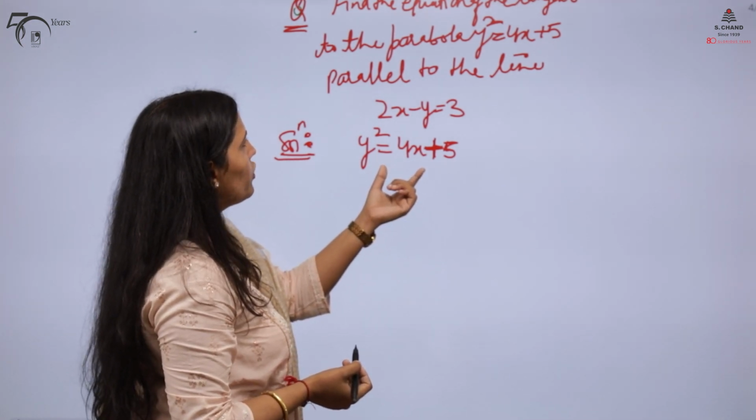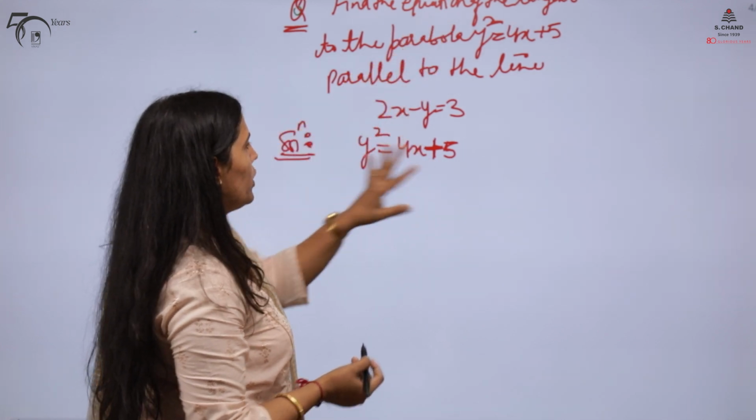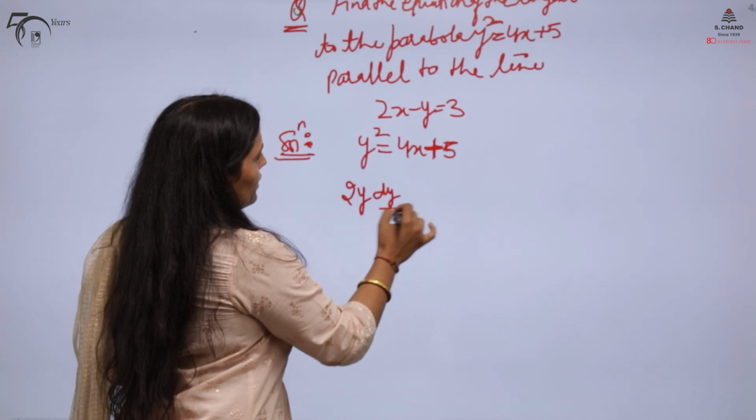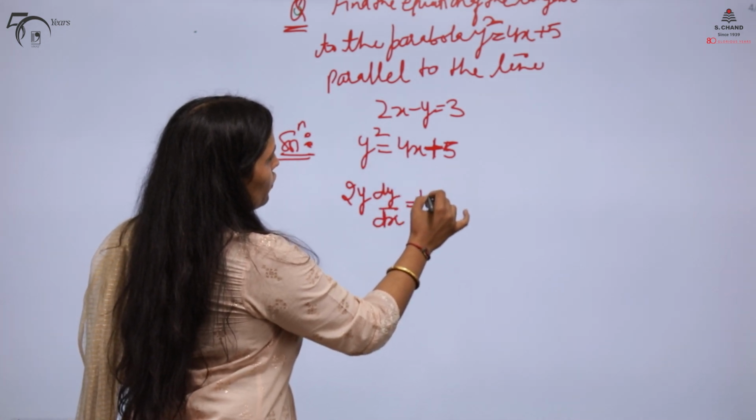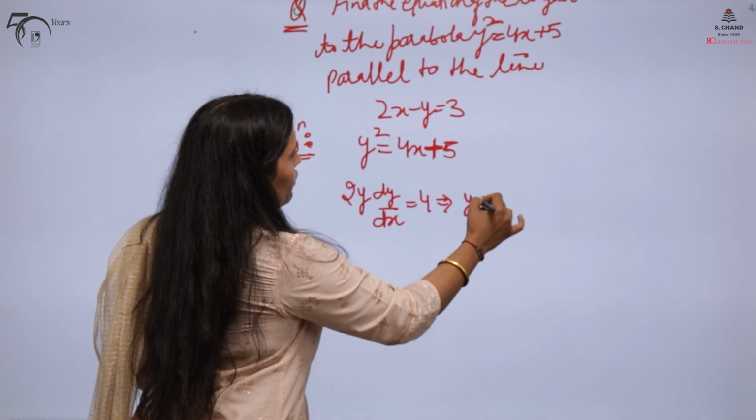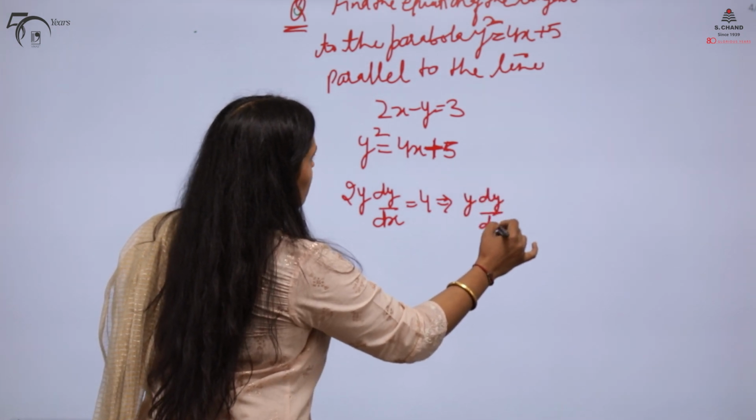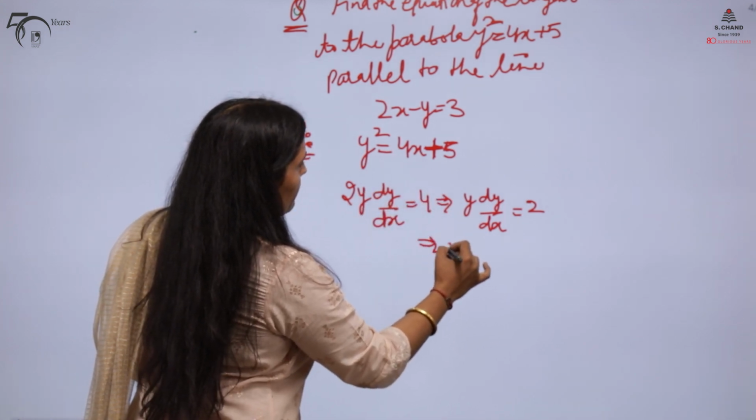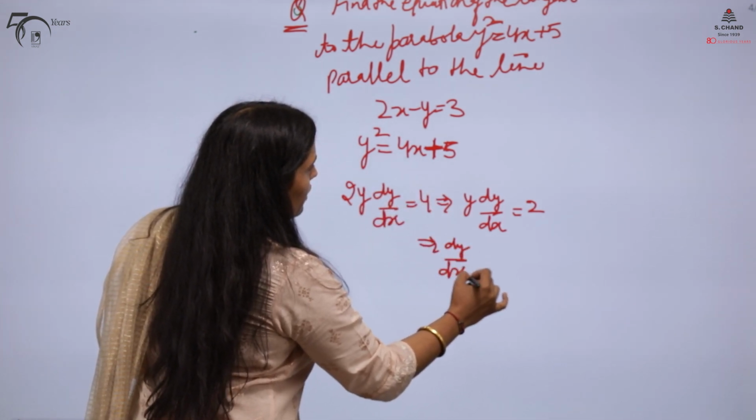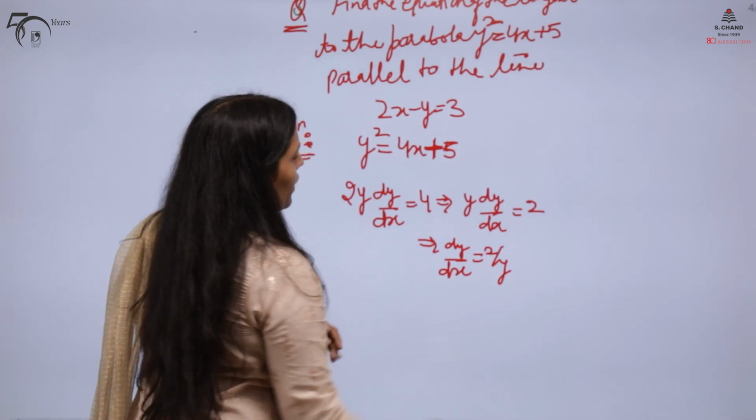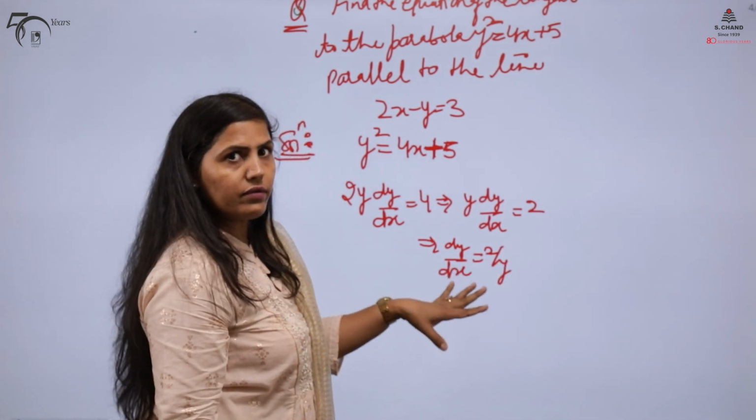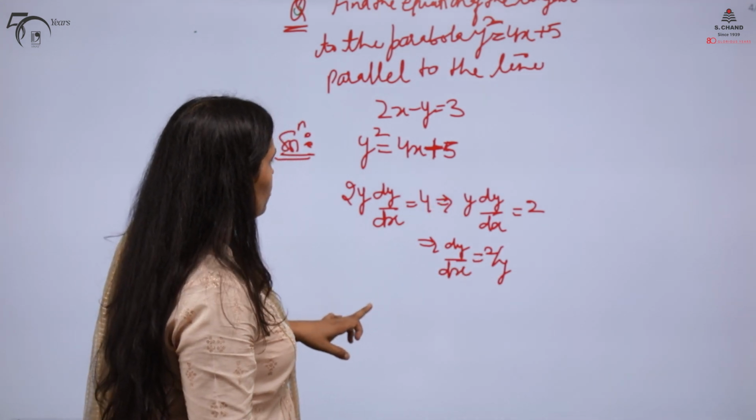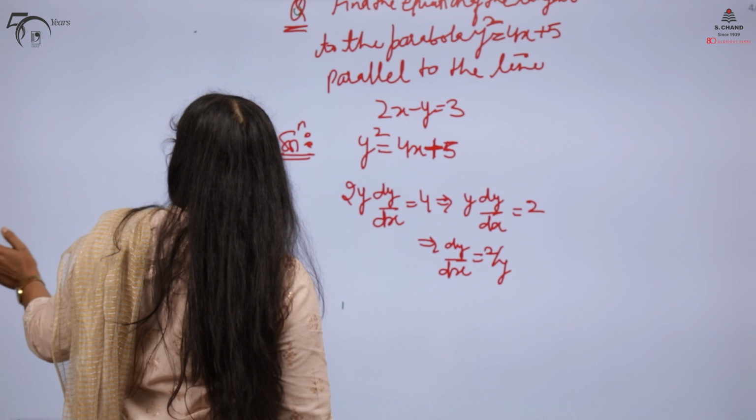Obviously, if you are talking about the tangent, you will be taking the derivative. So the derivative will be 2y dy by dx equal to 4. This implies dy by dx, you can cancel it, and finally you get dy by dx equal to 2 by y. As I told you, this derivative stands for the slope, the angle which the tangent makes with the curve.